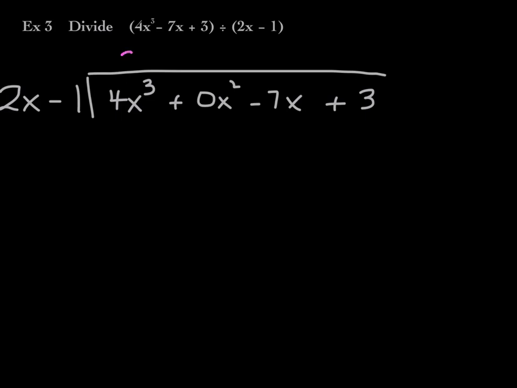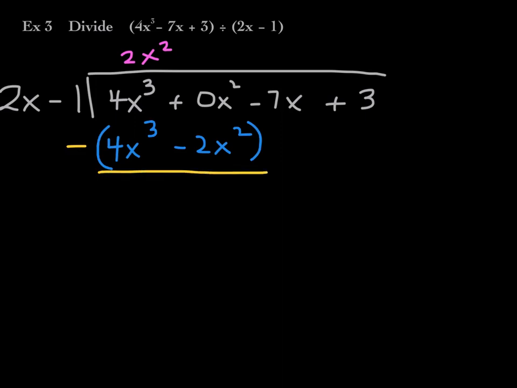So 2x squared, right? Now this is the point at which I take each term in my divisor and multiply each of them by 2x squared. 2x times 2x squared gives me 4x cubed. Negative 1 times 2x squared gives me negative 2x squared. Remember that I suggest you put parentheses, and what we're going to do is subtract this difference from your dividend.